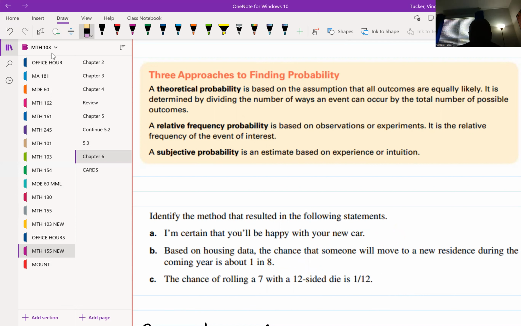All right, so here's just an example emphasizing the difference between the 3 ways to find probability. It says identify the method that resulted in the following statements. I'm certain that you'll be happy with your new car. Based on housing data, the chance that someone will move to a new residence during the coming year is about 1 in 8. And the chance of rolling a 7 with a 12-sided die is 1 out of 12. So I'll give you a chance to write that down as well, and then we'll look at them.